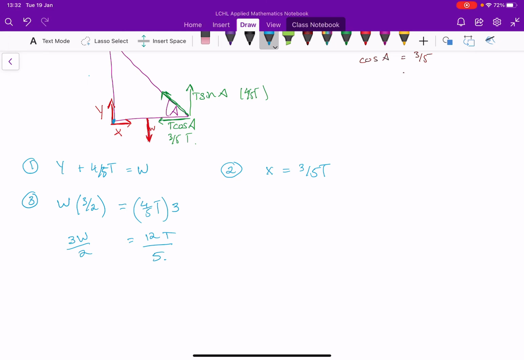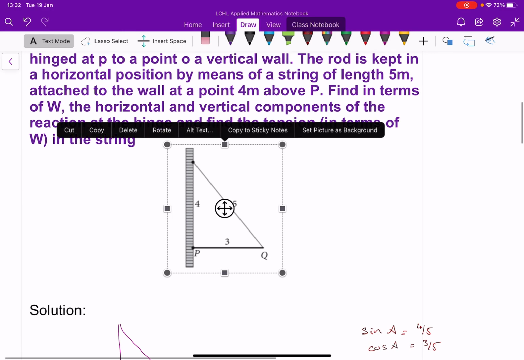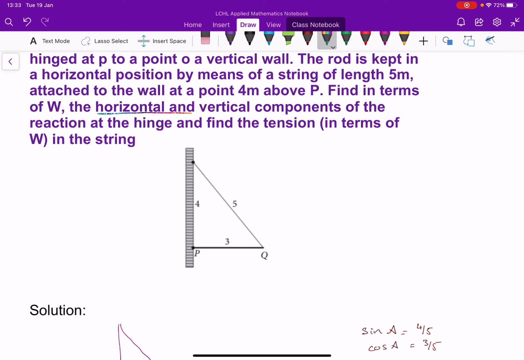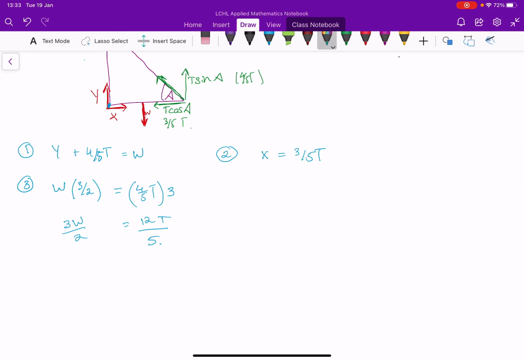Now they're my three equations, and I can use them to solve. So remember, what am I actually looking for? If I go back up and look at the question, I need the horizontal and vertical components, so I'm looking at X and Y, and then I want T. Well, I know what X is, so horizontally, X is equal to 3 over 5T.